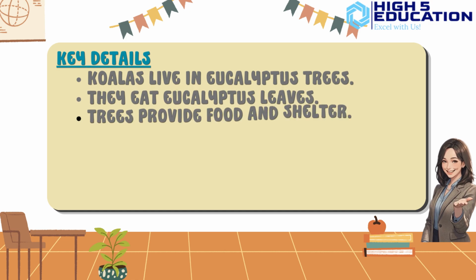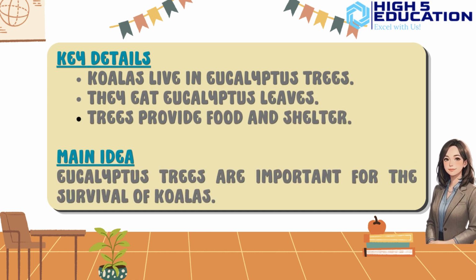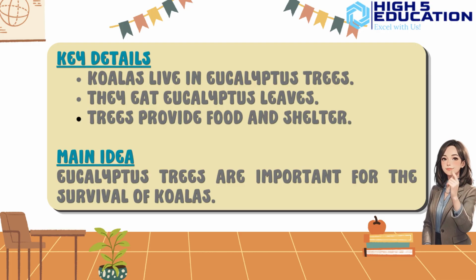Now, let's identify the key details. We know that koalas live in eucalyptus trees. They eat eucalyptus leaves. The trees provide food and shelter. Notice that all of these details talk about how eucalyptus trees help koalas. Now, ask yourself, what do all these details have in common? The answer is that eucalyptus trees are essential for koalas because they provide everything they need to survive. So, the main idea is, eucalyptus trees are important for the survival of koalas.